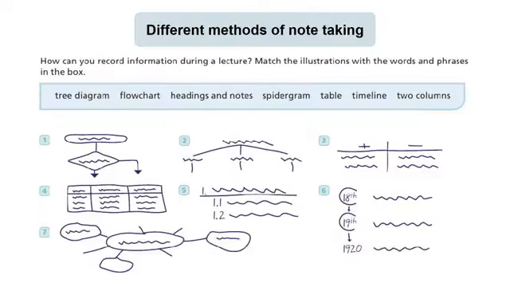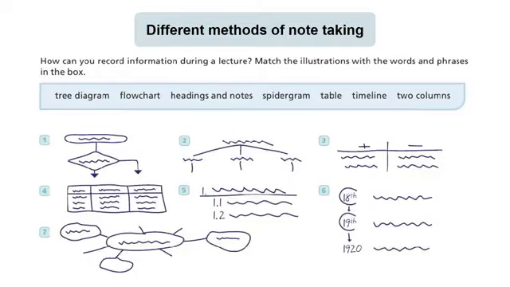We have different methods of note taking, and each method is suitable for a lecture organization form. So if you look at this box, you will find the methods of note taking, which are the tree diagram, flow chart, headings and notes, spidergram, table, timeline, and 2 columns.